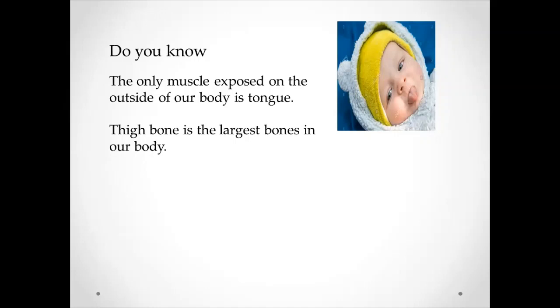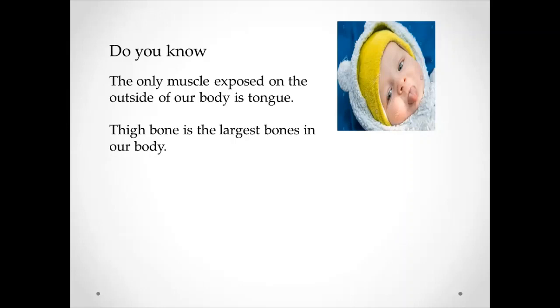So this is the end of our lecture. What did we learn in this chapter? We learned about bones, muscles, joints, and skeleton. That our body is made of bones and muscles covered by skin. We learned that skeleton gives support, shape, and form to our body.